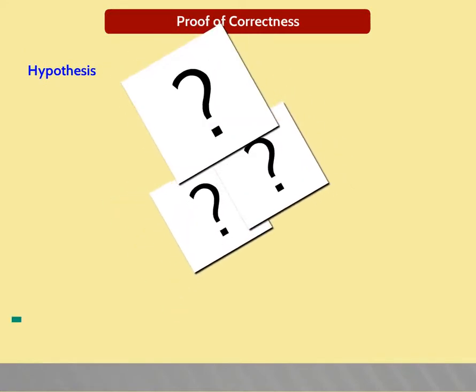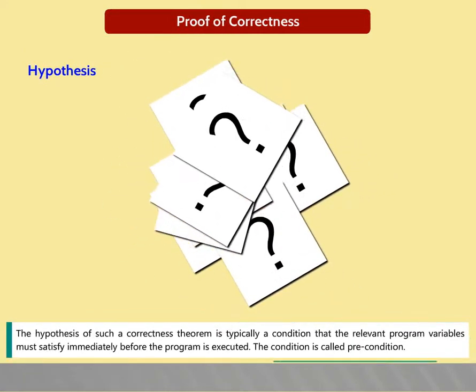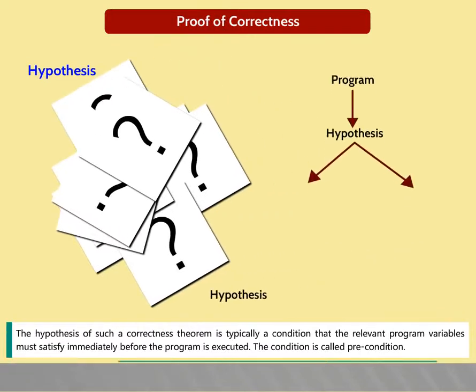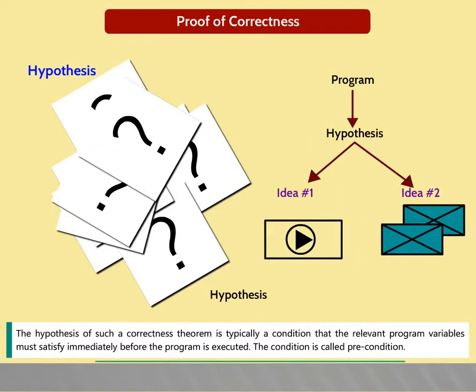Hypothesis. The hypothesis of such a correctness theorem is typically a condition that the relevant program variables must satisfy immediately before the program is executed. The condition is called precondition.